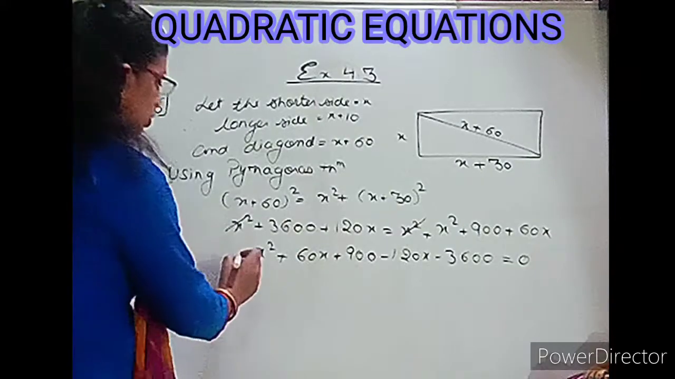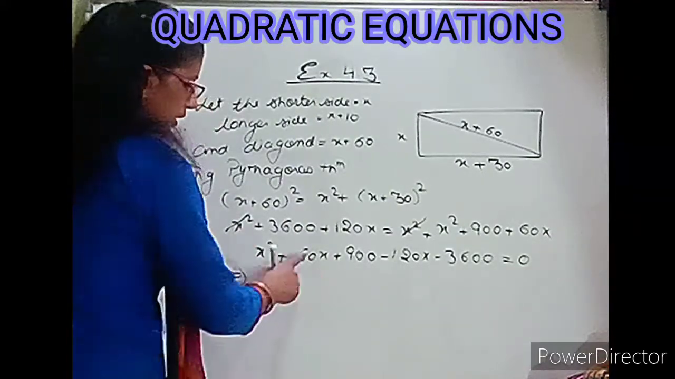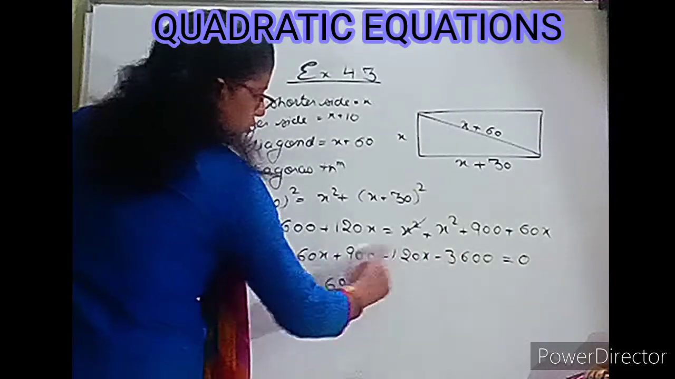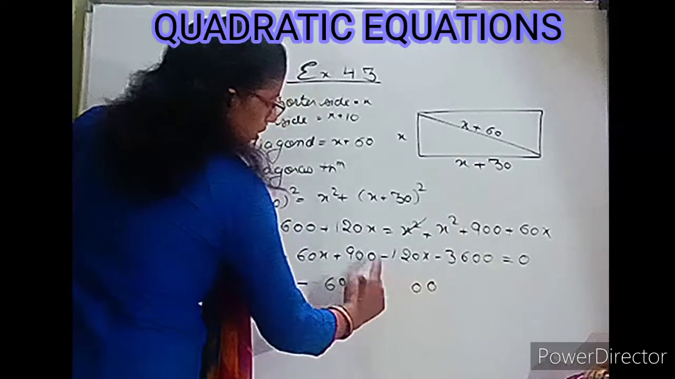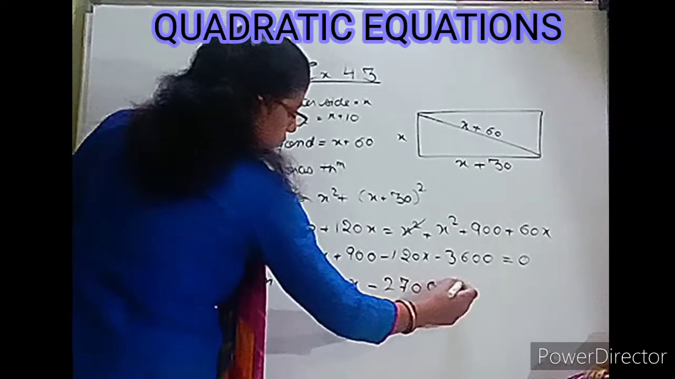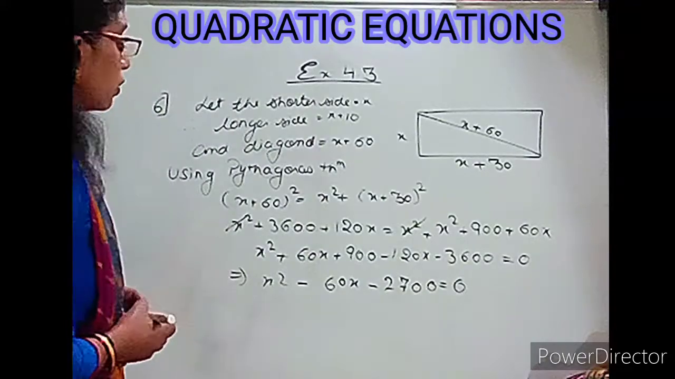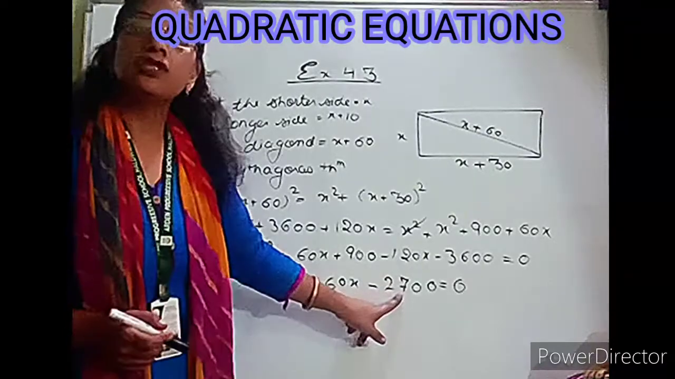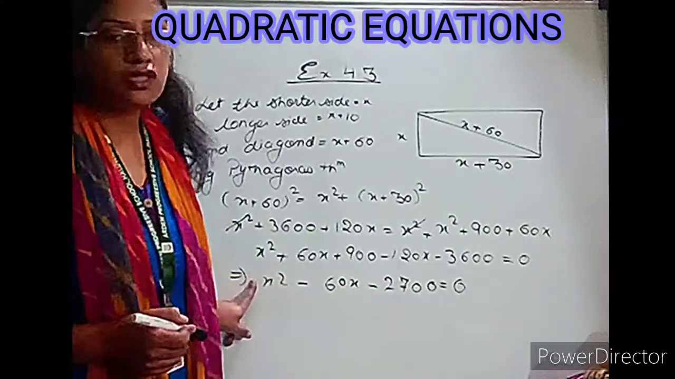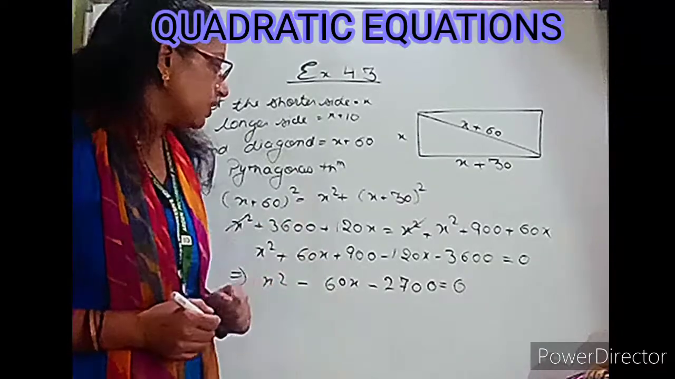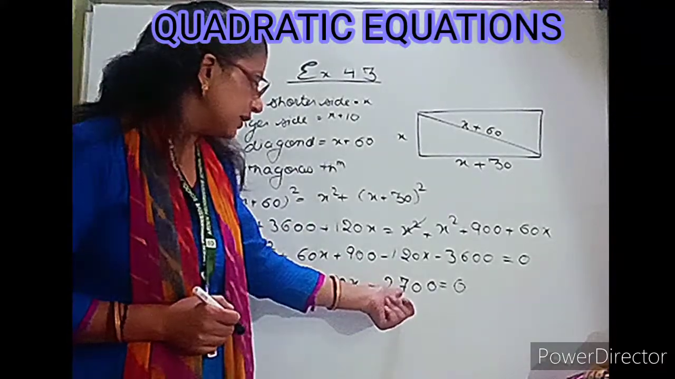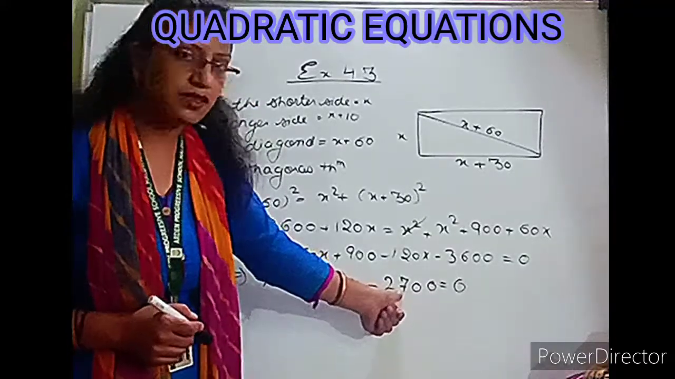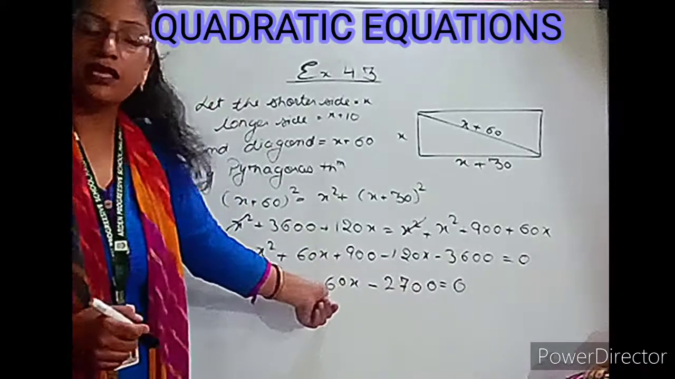Now what do you have to solve? x square. These two are x terms, so minus 60x. These two are numbers. Solve it: x square minus 60x minus 2700 equals to 0. So we got the quadratic equation. Now we have to split 2700 in such a way that we get 60. So what will that be? 90 into 30. 9 3s are 27. 90 into 30 will give 2700, and 90 minus 30 is 60.